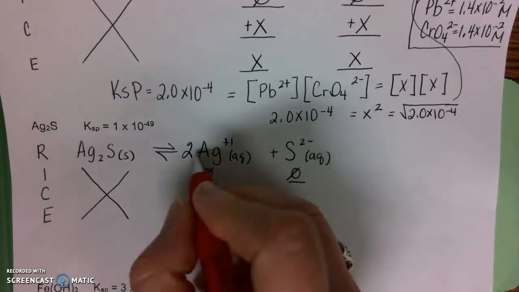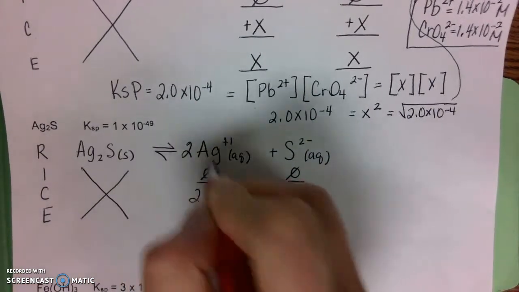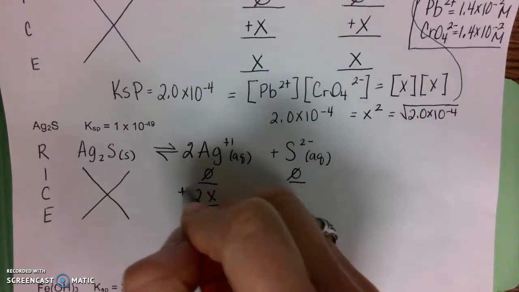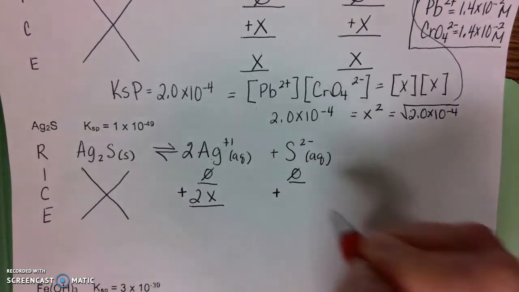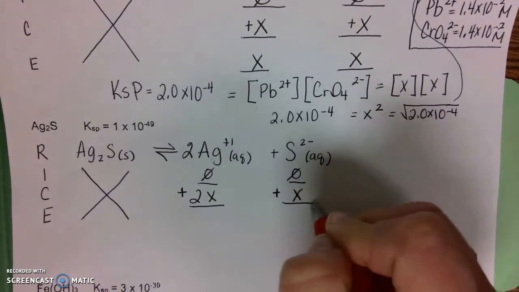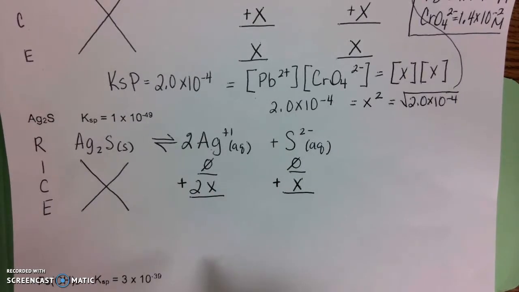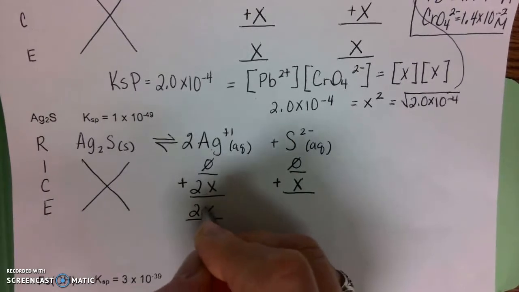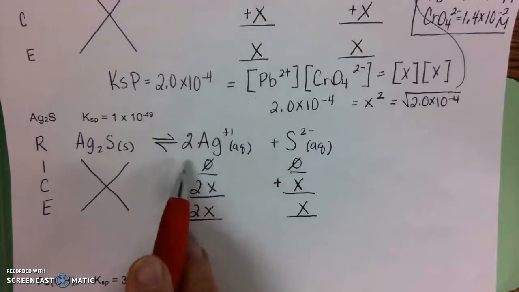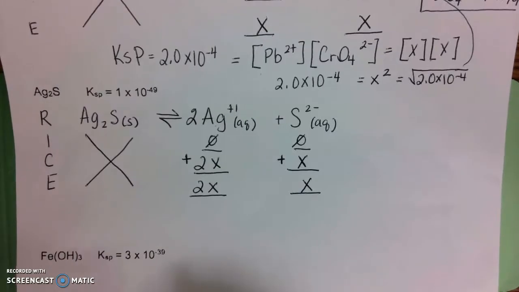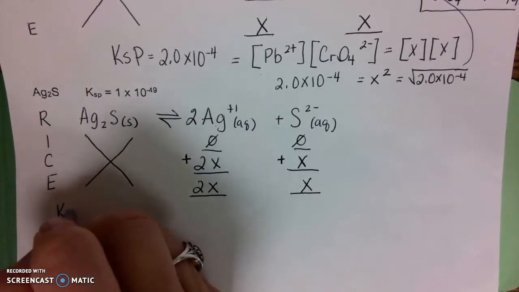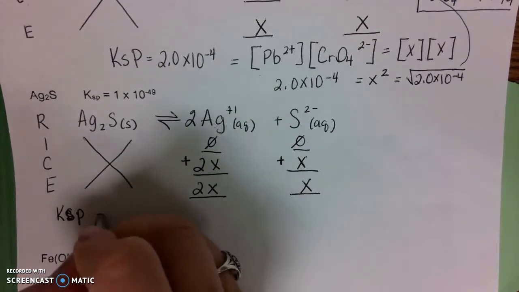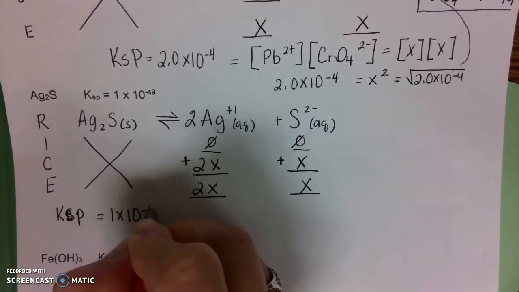The change in concentration is now going to be a variable, and I'm going to use x for silver, so it's 2x for my variable. And here I have a positive 2x because the change is positive. And then we have 1x here because I'm just changing that chemical into a variable. So let's rewrite the equilibrium to just have the variables without the positives. Now I'm going to write out my equilibrium Ksp, which is equal to 1 times 10 to the negative 49th.